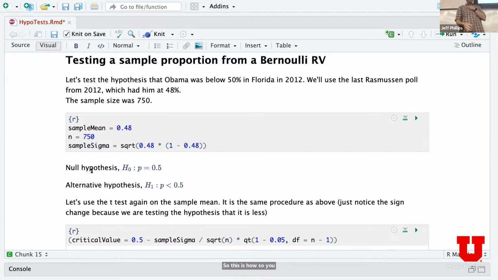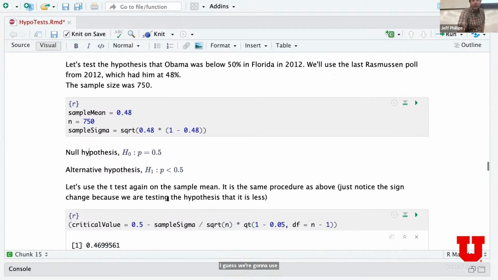The nice thing about the Bernoulli distribution, if we assume you either vote for Obama or you don't, is that you can get a bound on the variance. It's p times (1 minus p). But if you don't know what the actual p is, you don't know what the actual variance is. So I guess we're going to use a t distribution here.